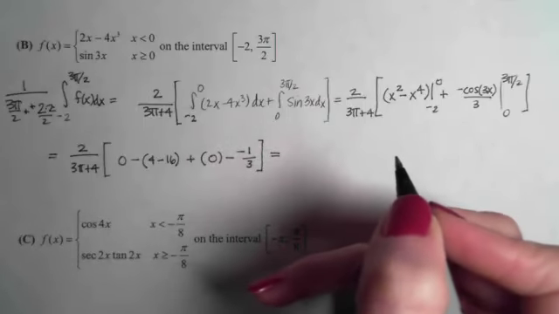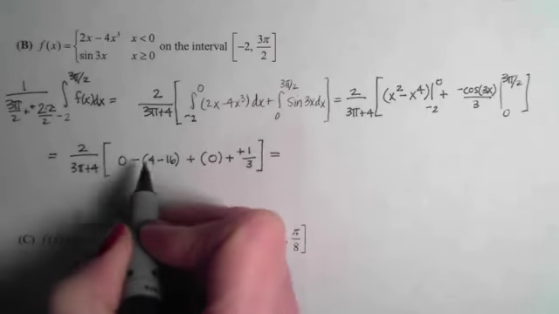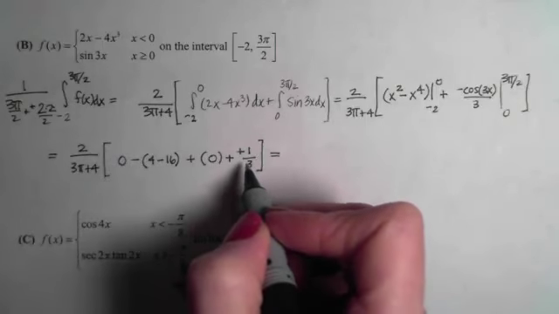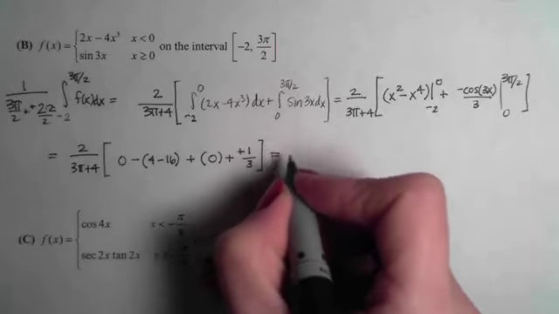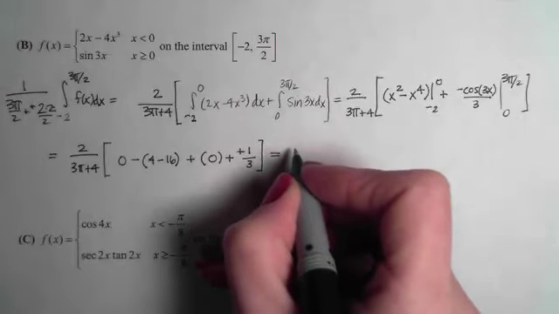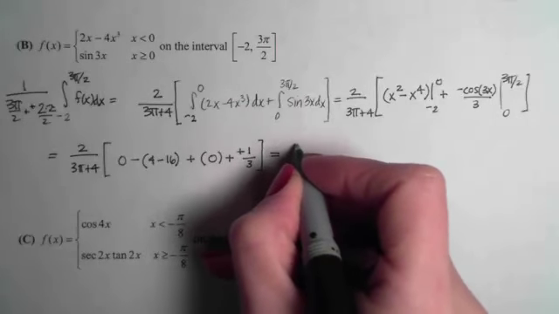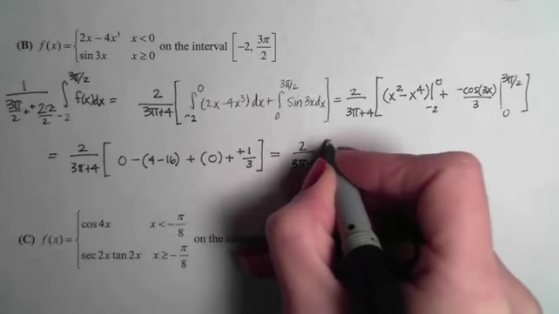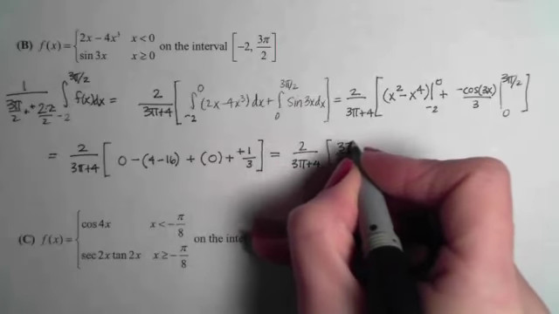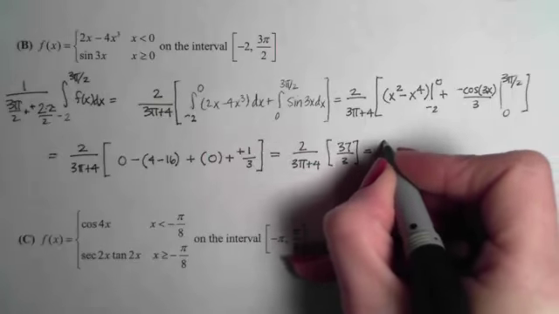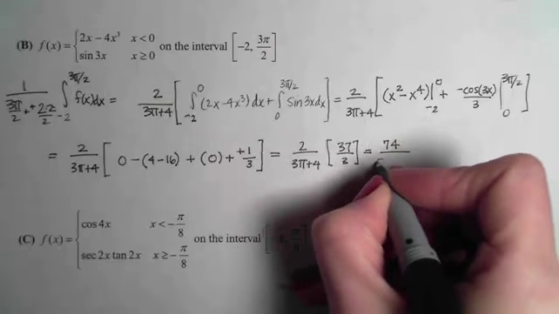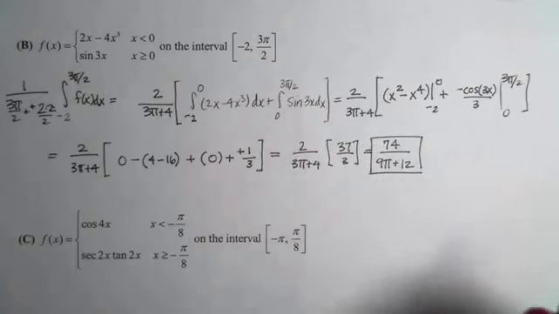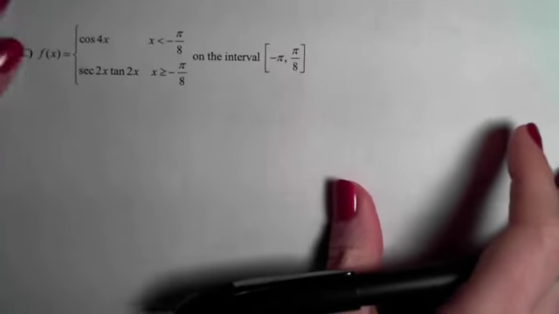So let's put that all together. It looks like I have a 4 minus 16 is a negative 12. That makes it a positive 12. Plus a 1/3 is a 36 37/3. Which, if I multiply that out, will give me 74 over 9 pi plus 12. And we're done.